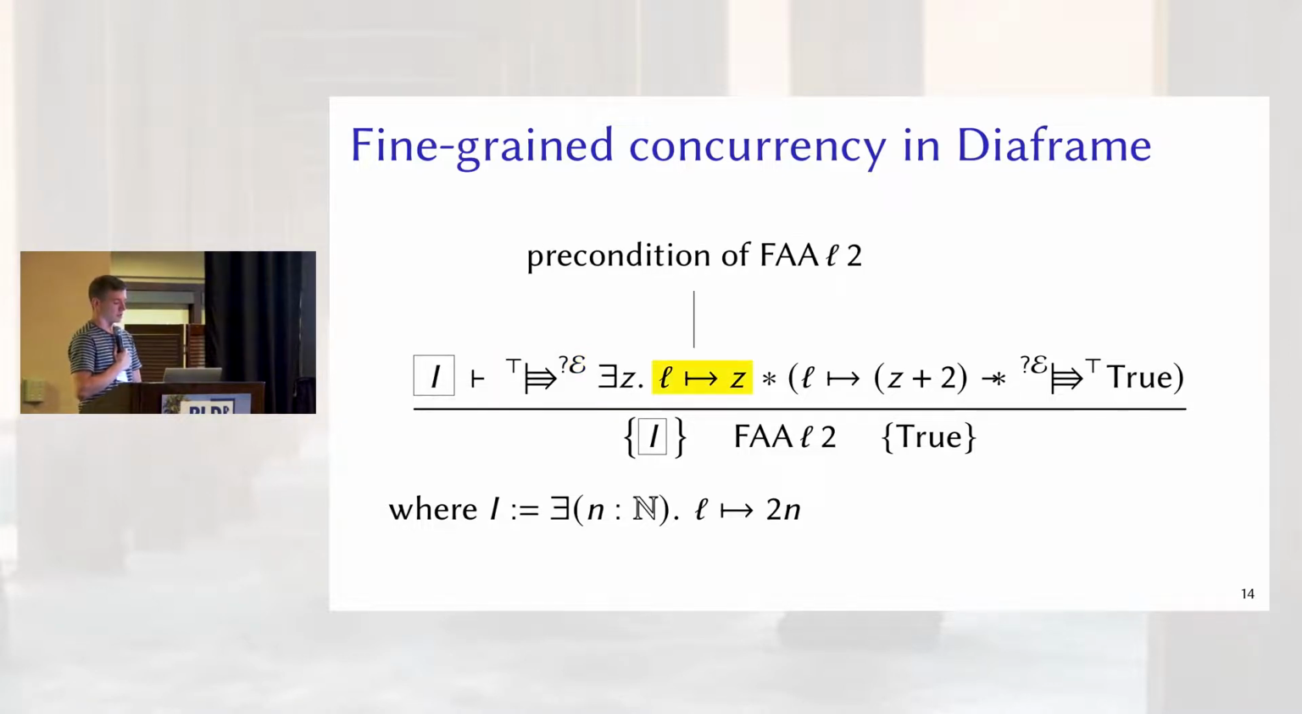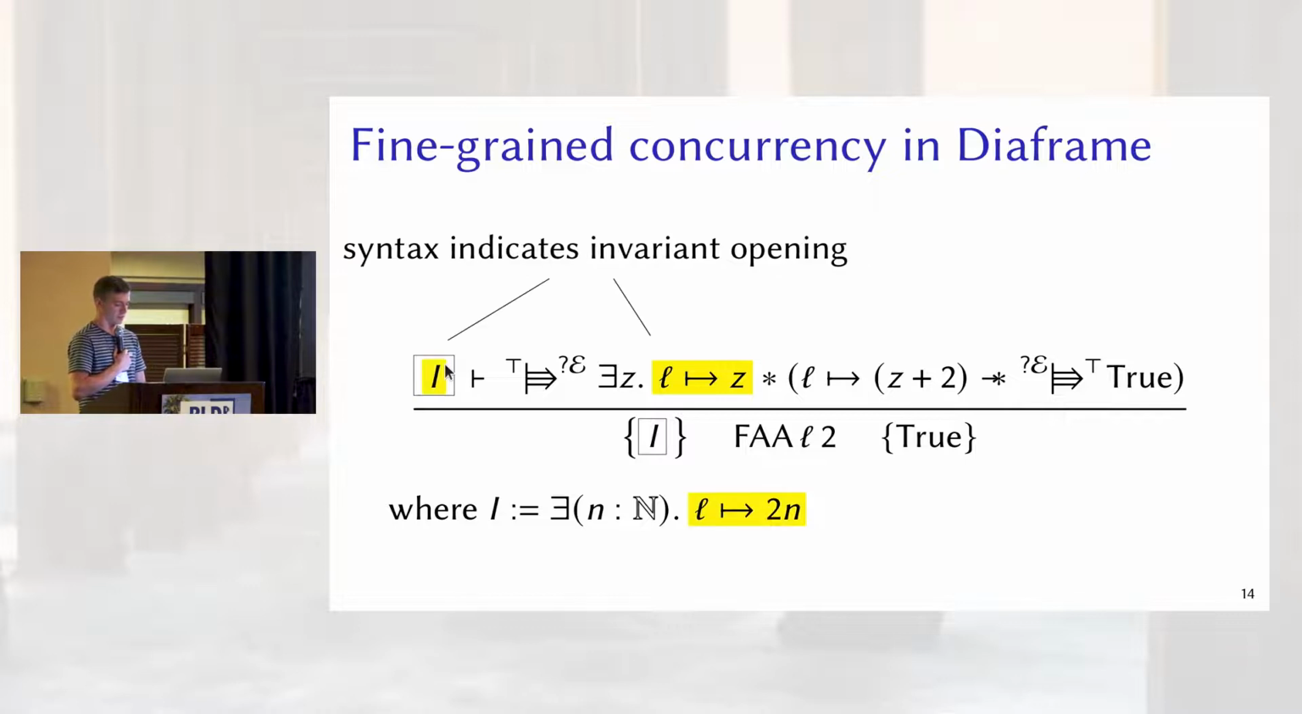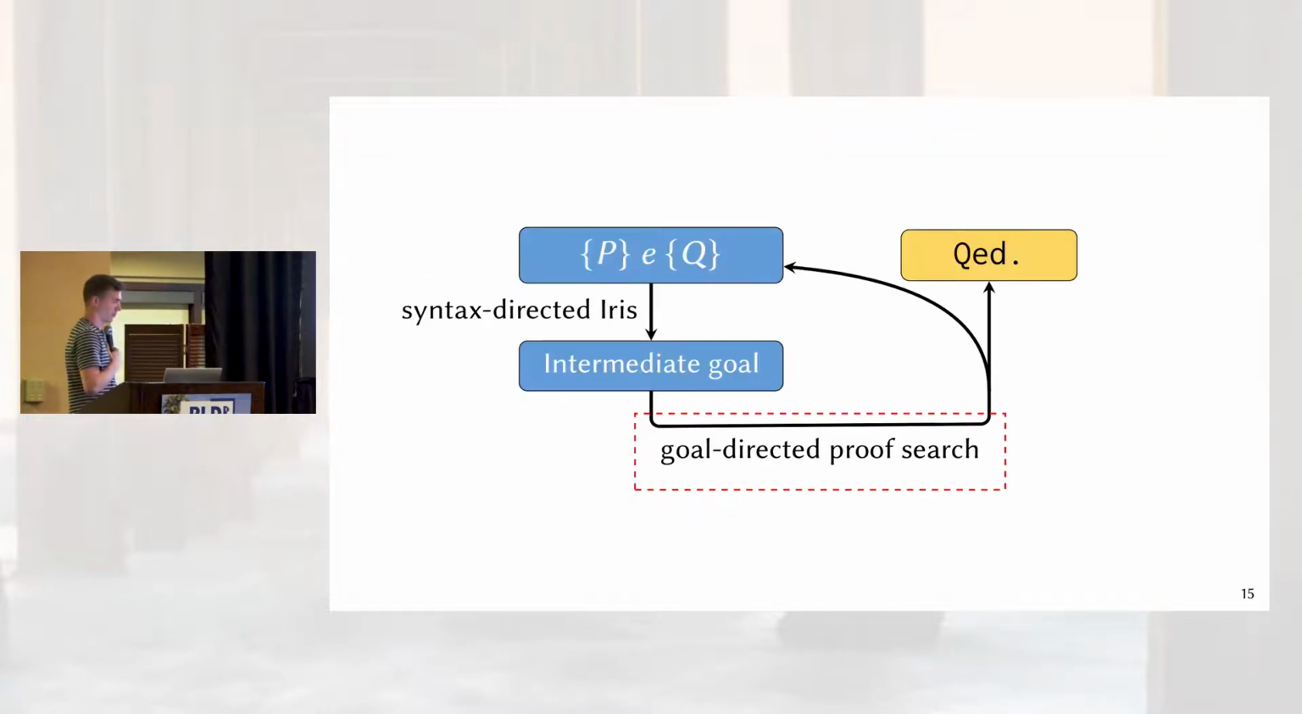Now, the next thing you should notice is this L maps to Z, which is behind the turnstile, so it's part of our goal. It's a proof obligation. And this is the precondition of the fetch and add operation. Okay, so we have this difficult-looking goal. Why is this nice for us? Well, if we look at our goal, we see L maps to Z, and if we look at our hypotheses, specifically inside this invariant, we see that these hypotheses are actually relevant. We can syntactically see we need to open an invariant in this case. So this brings us to the next part of Diaframe, the goal-directed proof search on these goals.